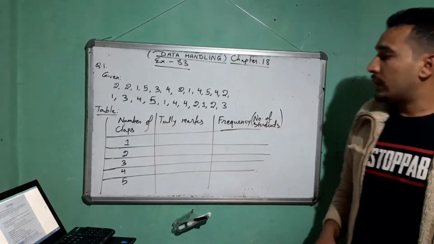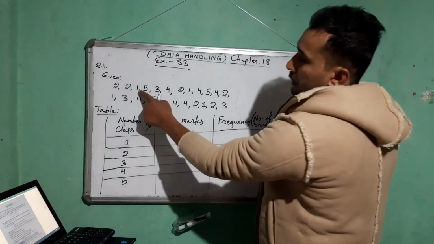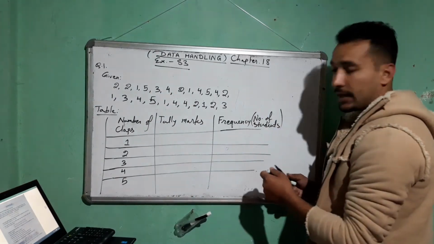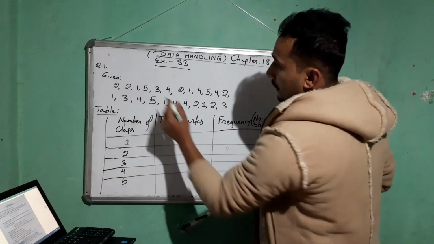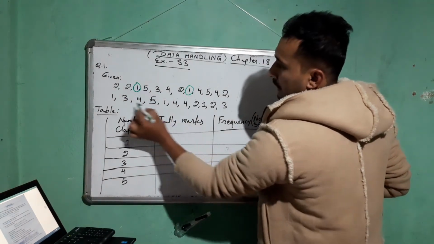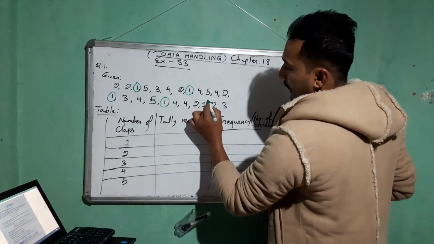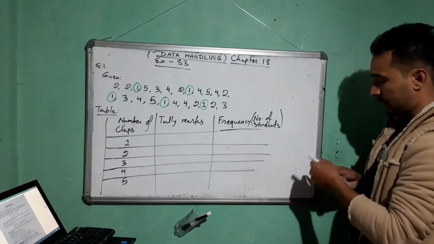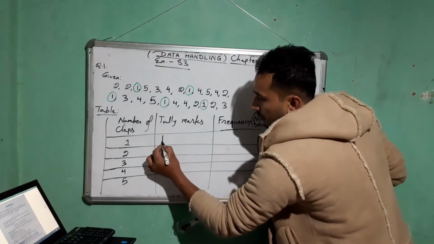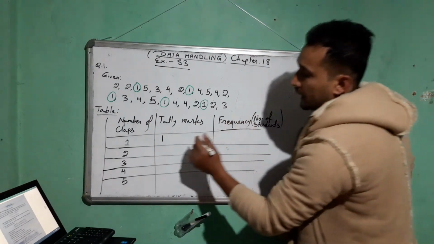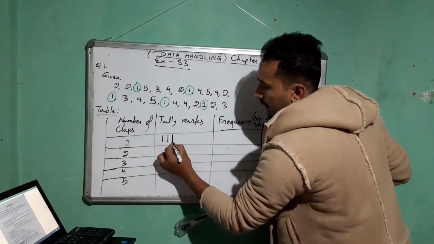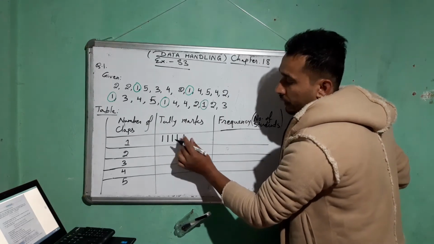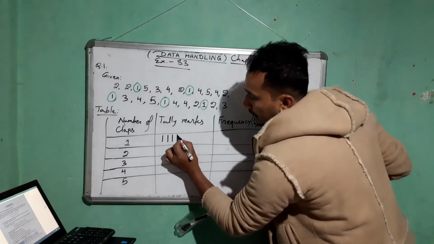Now tally marks means how many times this one has repeated here. How many times one occurs, that you have to keep on writing. So this one, this, and this: 1, 2, 3, 4, 5. 5 times 1 has occurred. One line for 1, this is 2, this is 3, this is 4, and the fifth line you are not supposed to draw like this. The fifth line you have to cross like this.